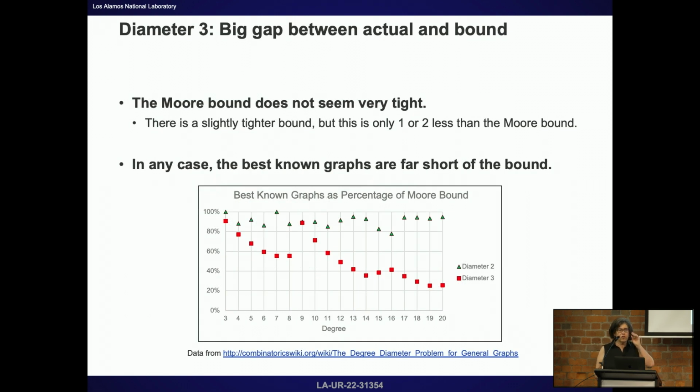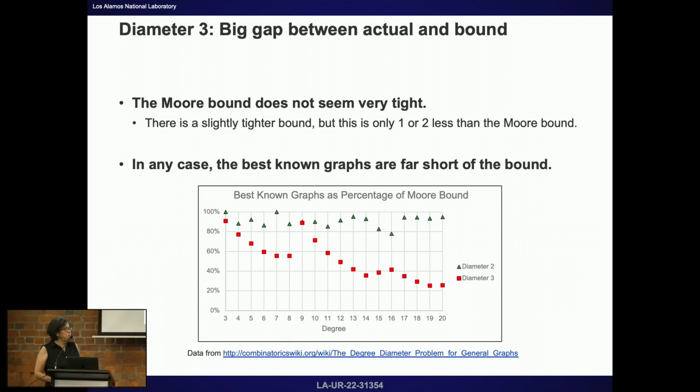All right, so this is an interesting graph. This is actually taken from data from the Combinatorics wiki. And you can see the little triangles there. Those are diameter 2. And as a percentage of the Moore bound, it's close. Diameter 3, it's nowhere close. Look, you get up to degree 19 or 20, which isn't that big, and you're in the 25% range. That's not very good. And so we're looking to find graphs that are a lot closer to 100% there.